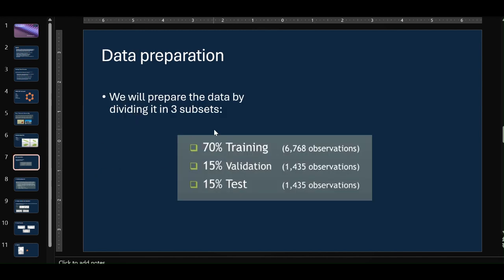Next, we start preparing our data. I have divided the data into three subsets. One is the training data: 70% of the data, or around 6,700 observations, is taken for training. Around 15% is for validation, around 1,400 observations, and another 15% for testing the model output, which is again around 1,400 observations.